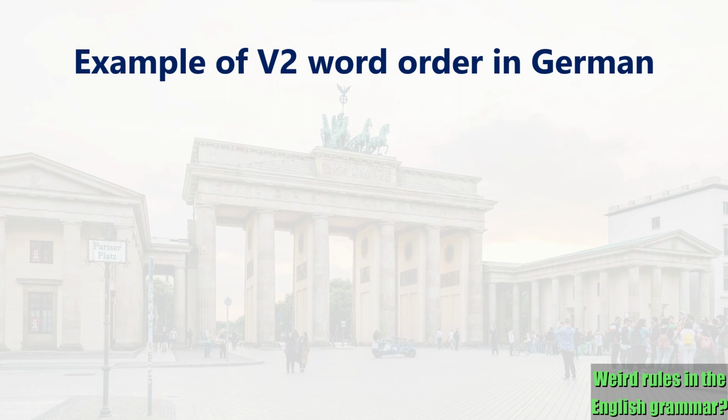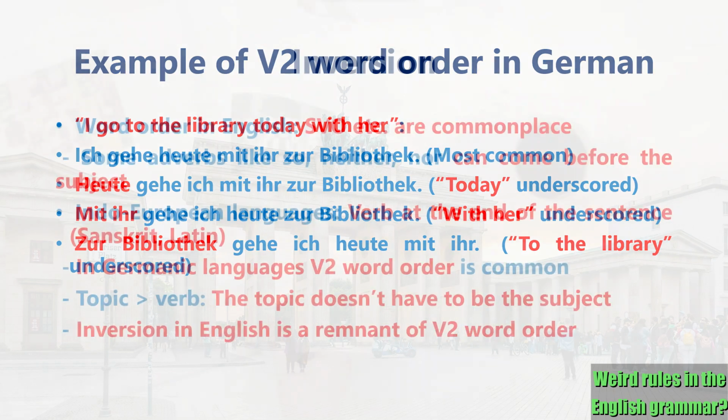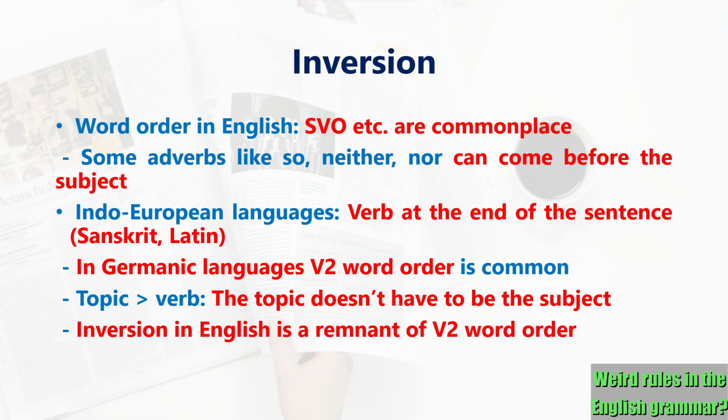Thus, in German, for example, you can begin with the item you want to emphasize. For example, the sentence "I go to the library today with her" can be written in various ways, depending on which of these elements you want to emphasize. English inversion is a remnant of this old-fashioned V2 word order, which is still possible with some adverbs.